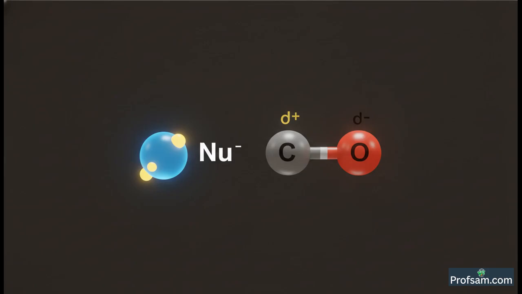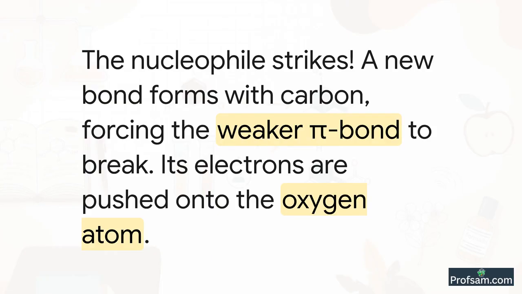And here comes our attacker, the nucleophile, which we can show as Nu minus. It has that extra pair of electrons ready to donate. And now for step 2, the attack itself. Watch closely. The nucleophile uses its lone pair to form a new bond with that delta-positive carbon.